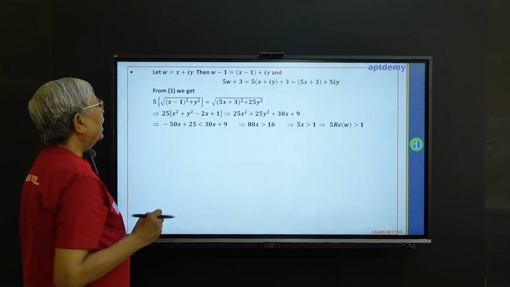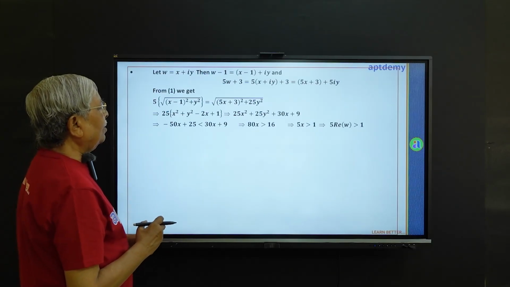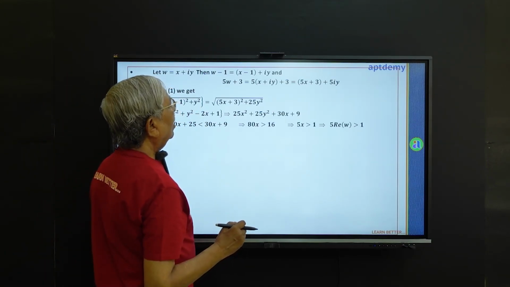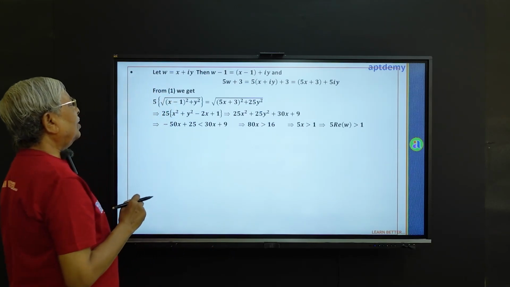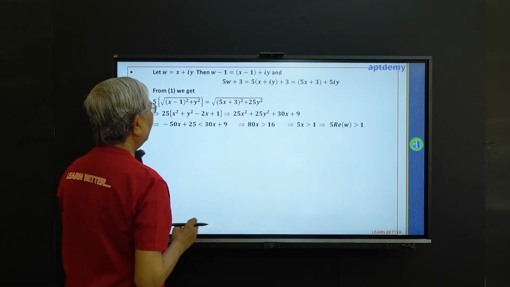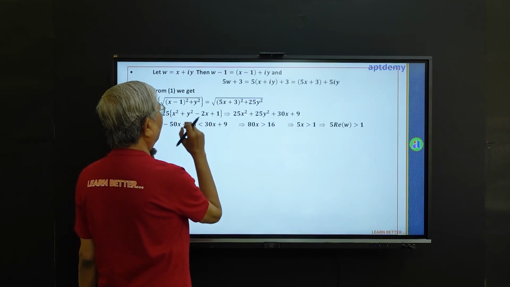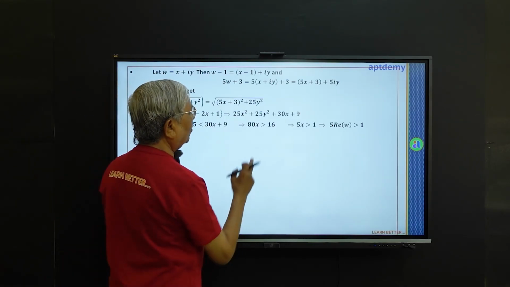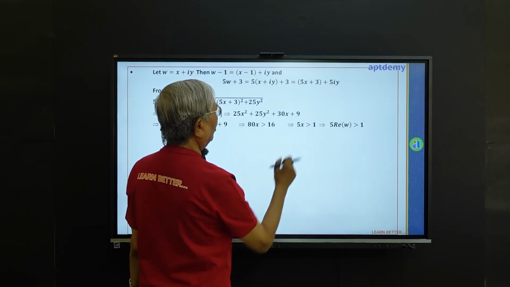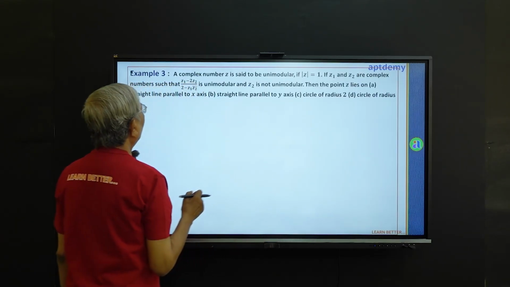If w is equal to x plus iy, then w minus 1 is equal to x minus 1 plus iy, and 5w plus 3 is equal to 5x plus 3 plus 5iy. Squaring both sides, we get minus 50x plus 25 is less than 30x plus 9, therefore 5x is greater than 1. And what is our x? The real part of w. So 5 into the real part of w is greater than 1.